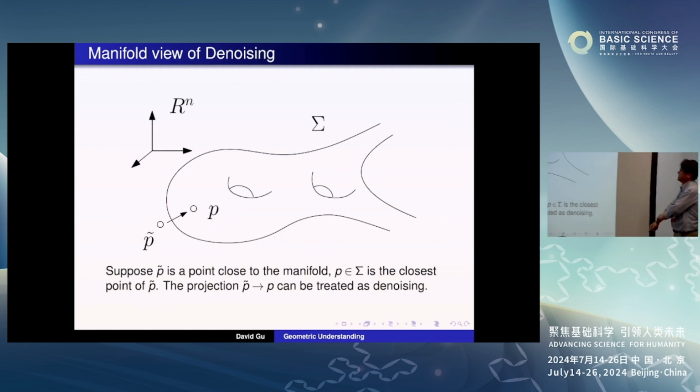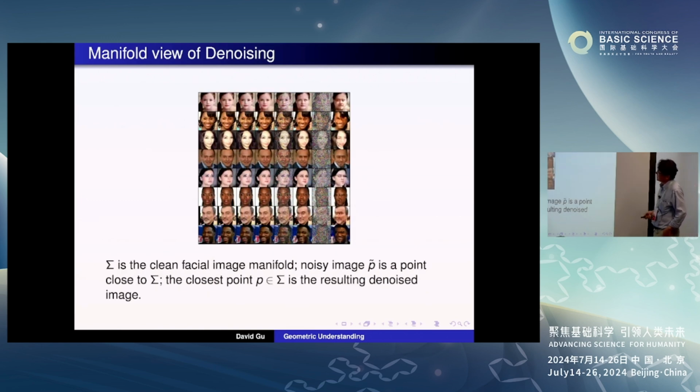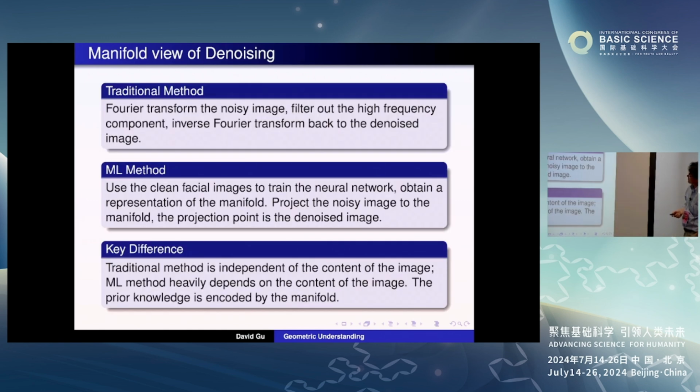Using this point of view, we can reformulate a lot of classical problems in image processing. For example, if we try to do denoising, given a noisy image, how can we recover the original sharp image? Using the conventional method, we use Fourier analysis, right? We do the Fourier transformation and remove the high frequency part, using a low pass filter. Then we do the inverse Fourier transform.